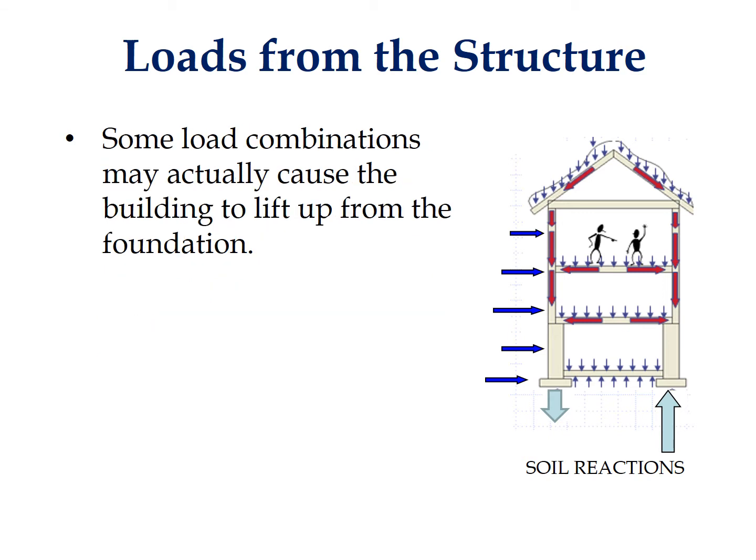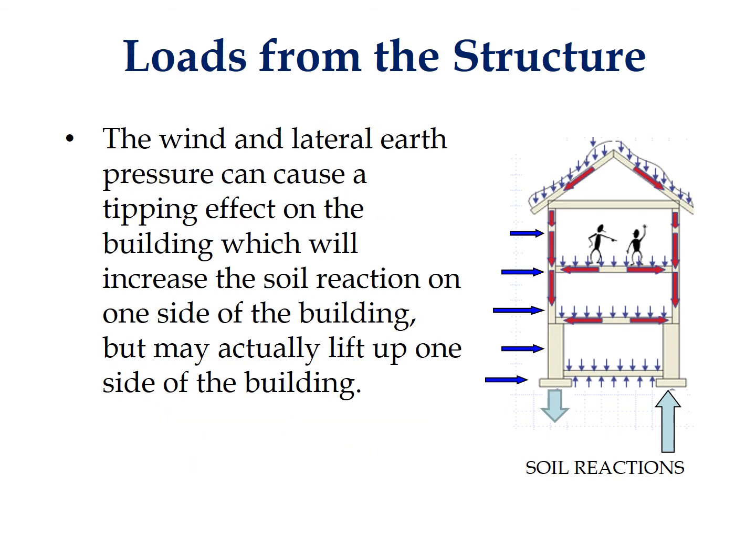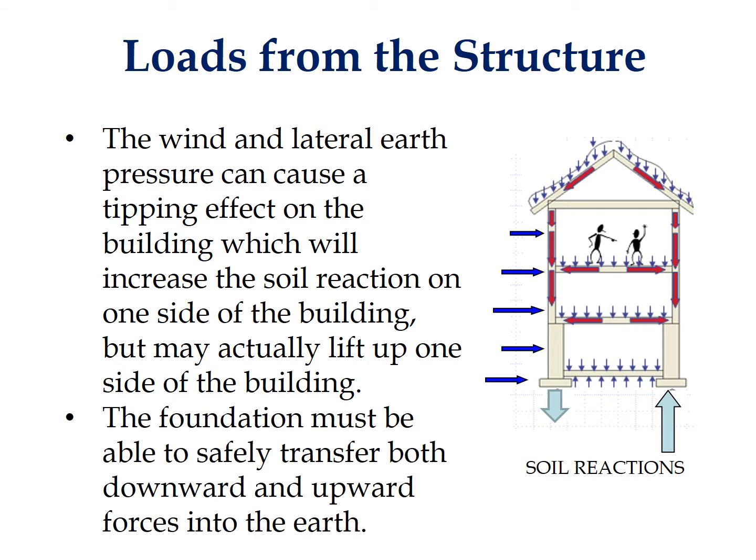Some load combinations may actually cause the building to lift up from the foundation. For example, a load combination included in the International Building Code requires that only 60% of the dead load be combined with wind and lateral earth pressure. The wind and lateral earth pressure can cause a tipping effect on the building, which will increase the soil reaction on one side of the building, but may actually lift up one side of the building. The foundation must be able to safely transfer both downward and upward forces into the earth.